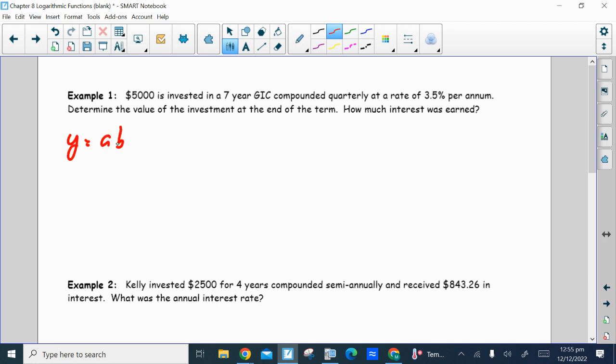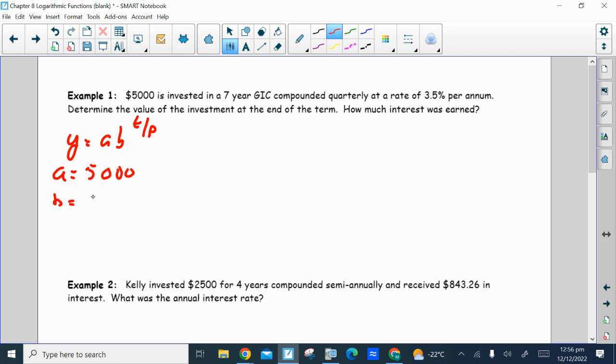Y equals A times B to the power T over P. A is the initial amount, which would be 5,000. We have to do some work here, though, to figure out what B is, and here's the reason why. The interest rate is given as an annual rate, 3.5% per year, but it's being compounded quarterly, which is 4 times a year. So because of that, B has to be calculated by taking the rate, annual rate, and dividing by 4, because quarterly is 4 times a year, or every 3 months, but it's 4 times a year.